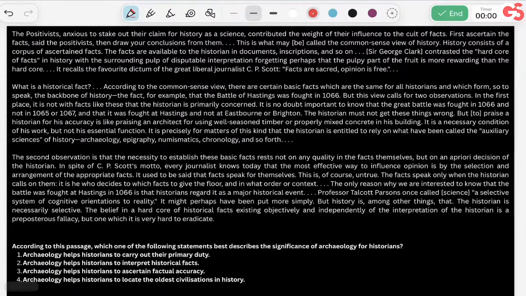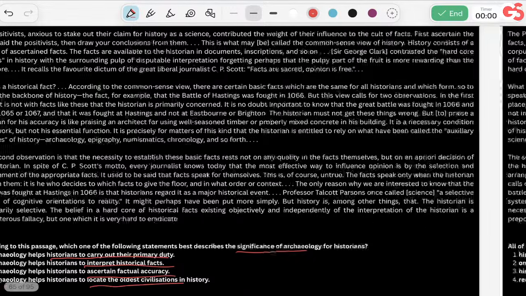According to the passage, which one of the following statements best describes the significance of archaeology for historians? Archaeology helps historians to carry out their primary duty, interpret historical facts, ascertain factual accuracy, to locate the oldest civilizations in history. ठीक है.